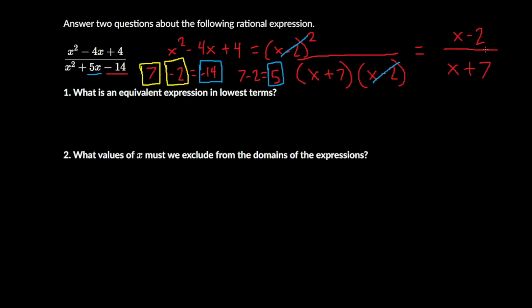Not bad at all. So what is the answer to number 1? Let's go ahead and write it down. It is x minus 2 over x plus 7. Good. We can do a little box around that. Sweet. And it's asking what values of x must we exclude from the domains of the expressions.